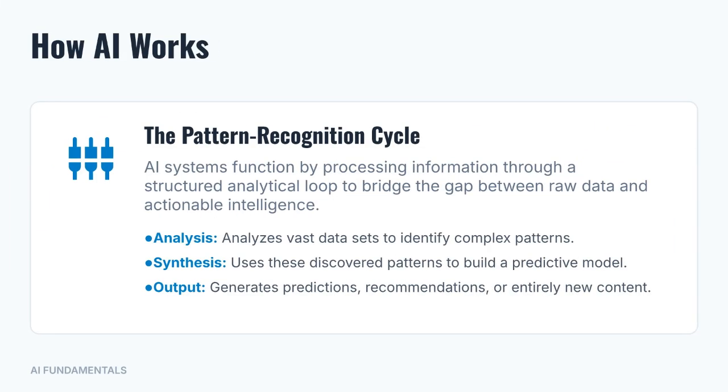AI systems function through a pattern recognition cycle to turn raw data into actionable intelligence. This involves analysis to identify patterns, synthesis to build a predictive model, and output to generate content or recommendations.